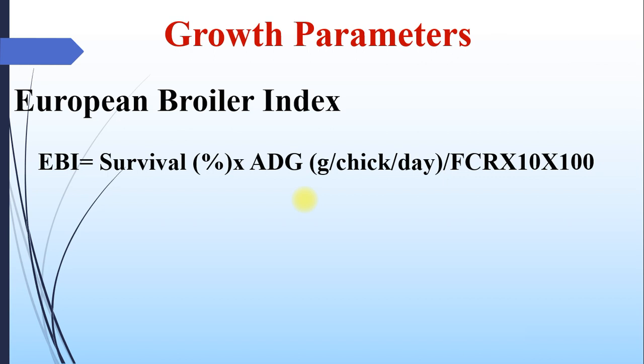Then European broiler index, EBI, equals survival percent into ADG, average daily gain in grams per chick per day, divided by FCR, into 10, into 100. This formula is utilized for the European broiler index.